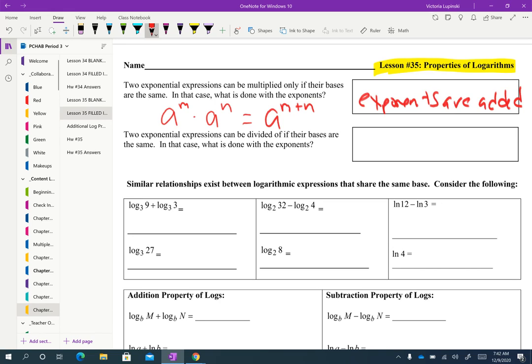Then for the second example, what happens if you're dividing with the same base? What if you had a to the m divided by a to the n? Hopefully you remember that that would be a to the m minus n. So what is happening in that example? The exponents are subtracted.